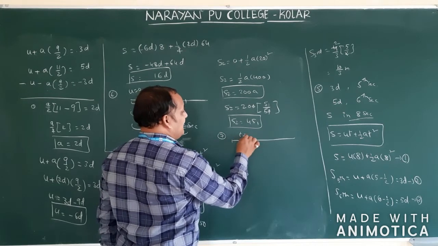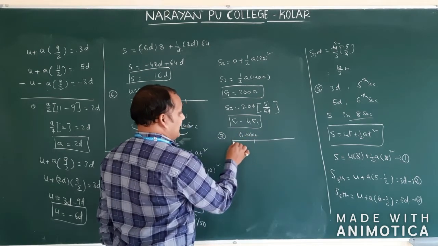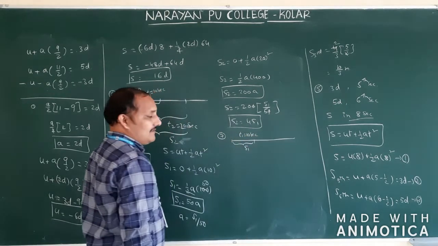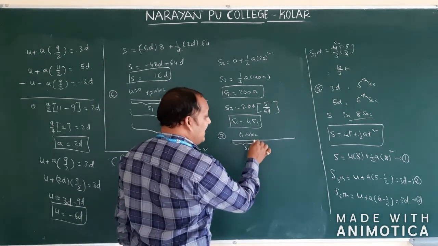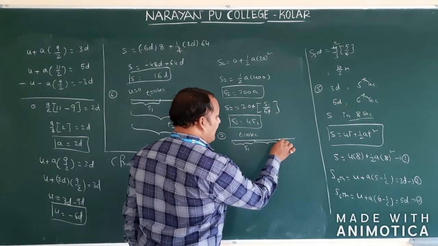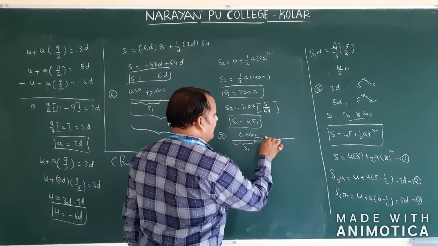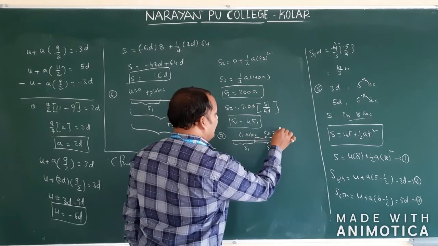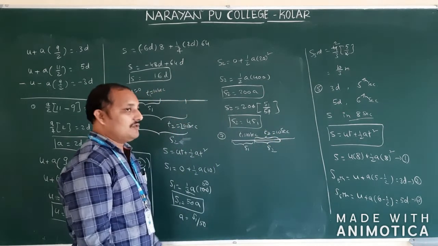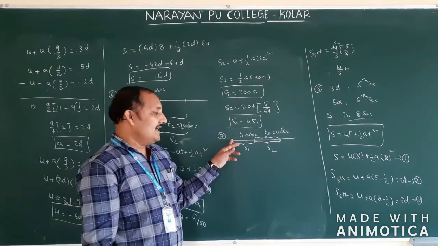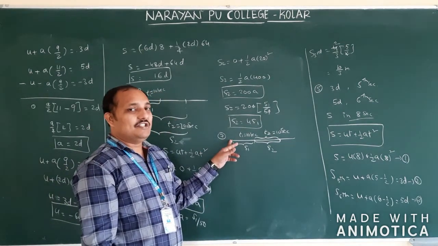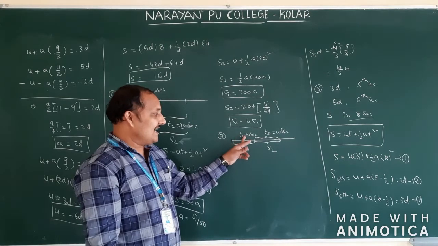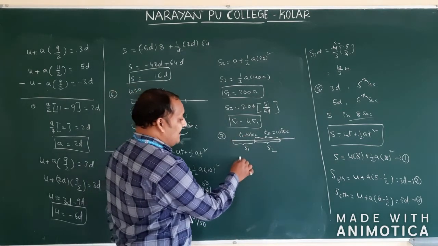So first 10 seconds means T1 is 10 seconds. The distance is S1. Next 10 seconds means from here to here S2. From here to here time is how much? 10 seconds. Now same like this only you should take because initial velocity is going to become 0 here. Therefore first 10 seconds means S1. That is as it is it will be coming.